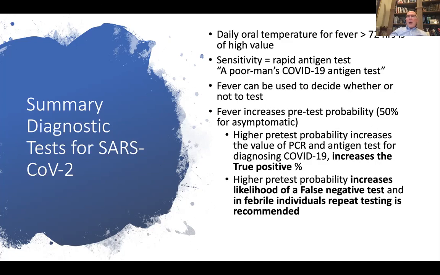And then I hope I've convinced you that a daily oral temperature for fever is of high value, particularly if you monitor for over 72 hours. It has the sensitivity of a rapid antigen test, and really can be thought of as the poor man's COVID-19 antigen test for home. And fever can be used to decide whether or not to go get a test. Fever will increase the pretest probability to over 50%, and therefore a positive would be a true positive.